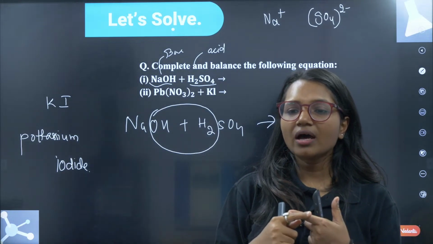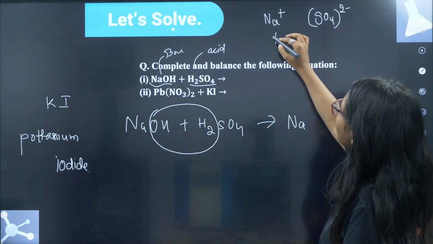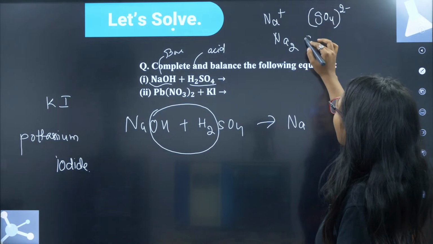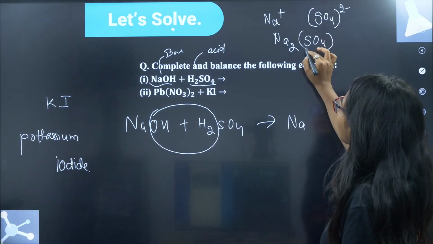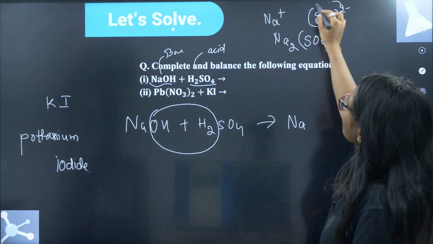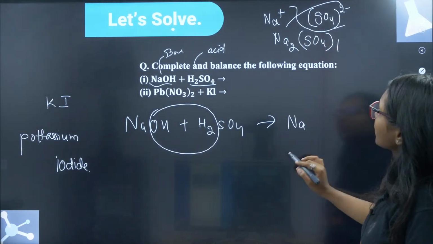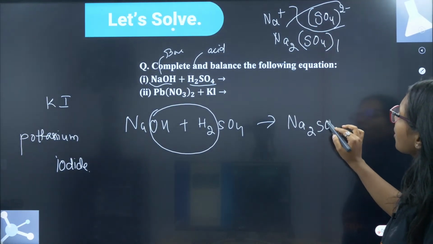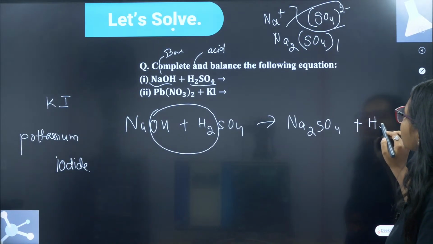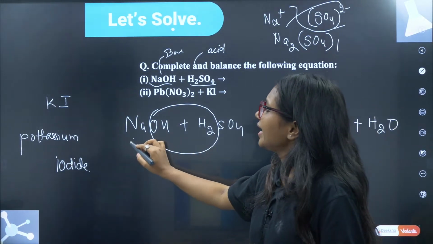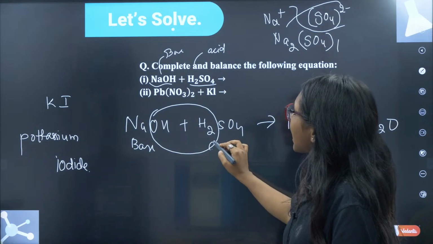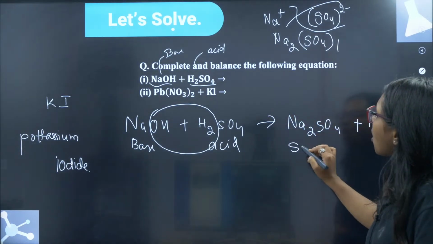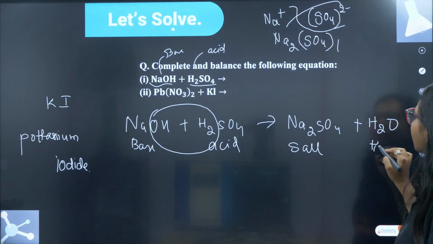Very good, Infinite. Tell me the formula is going to be Na2SO4. Understood? Here 1, 2 here and 1 here. So it will be Na2SO4 plus water. It is base, it is acid, it is salt, it is water.